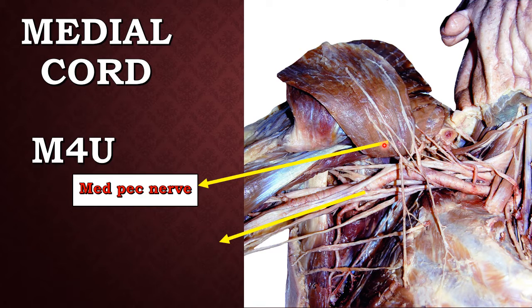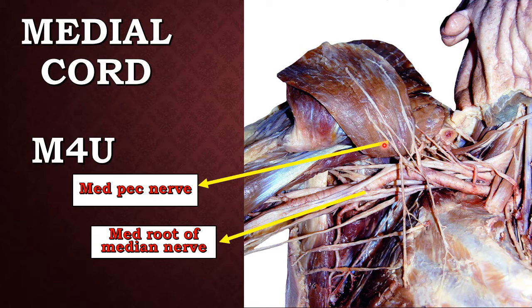Then the other nerve is the medial root. Here you can identify the two roots. This is the lateral root, which is coming from the lateral chord of brachial plexus. This is the lateral chord of brachial plexus. Then the medial root is coming from the medial chord of brachial plexus. These two roots are going to join with each other and form the median nerve trunk. So of the nerves I have shown you, one is the medial pectoral nerve, which is piercing the pectoralis minor.